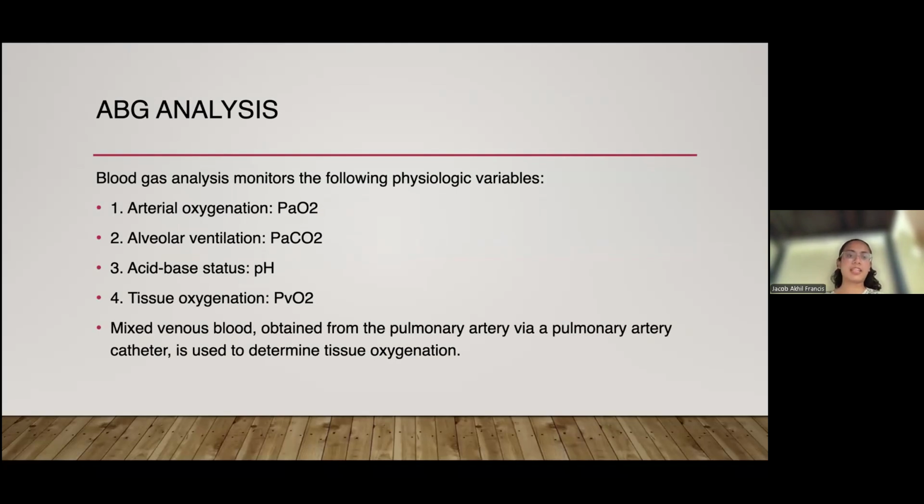So first is ABG analysis. Blood gas analysis monitors the following physiologic variables. Mainly, we are looking at arterial oxygenation, which is PaO2, and alveolar oxygenation, which is alveolar ventilation, PaCO2, and acid-base status, pH, and tissue oxygenation, PvO2. So these are the things we mainly look at in an ABG. Mixed venous blood obtained from the pulmonary artery via a pulmonary artery catheter is used to determine tissue oxygenation.